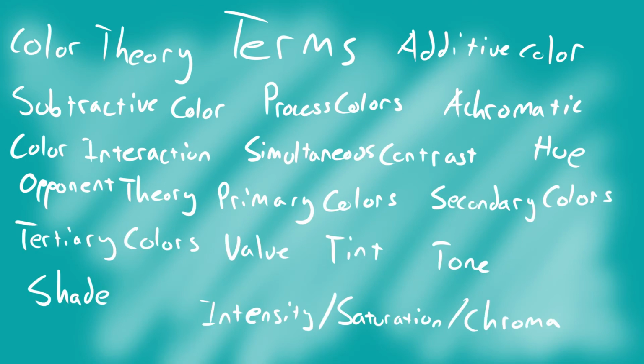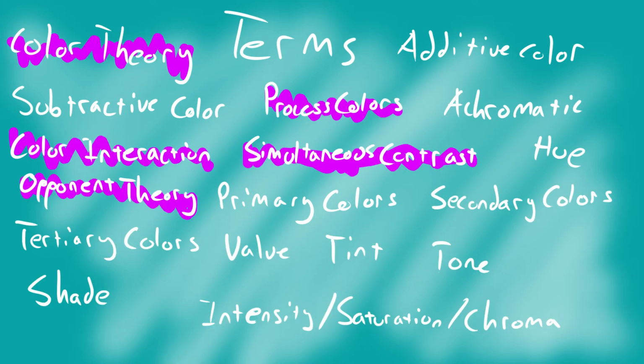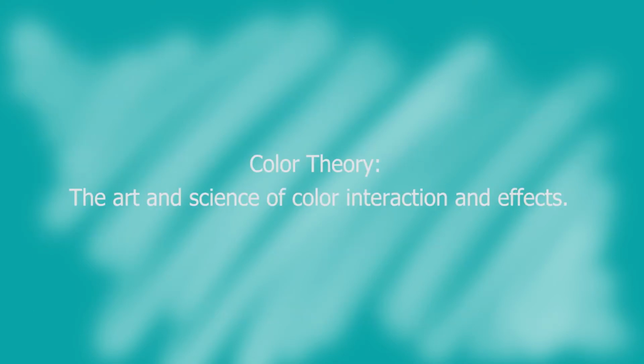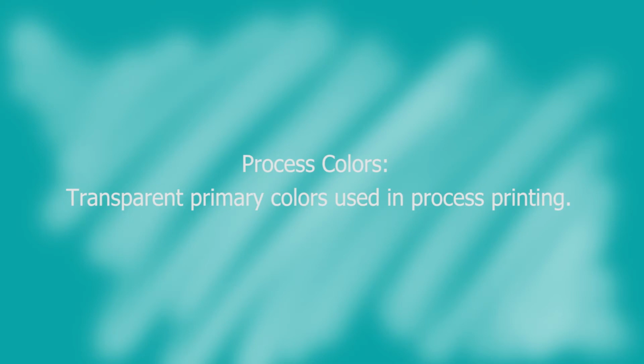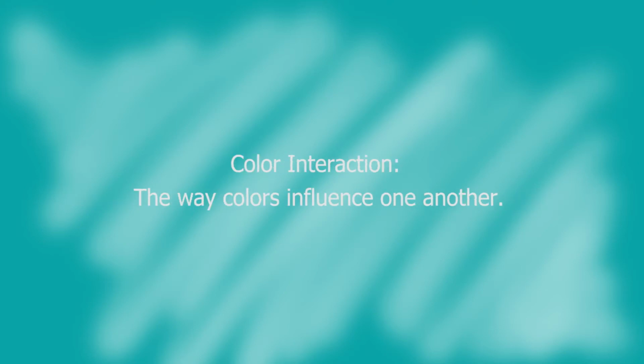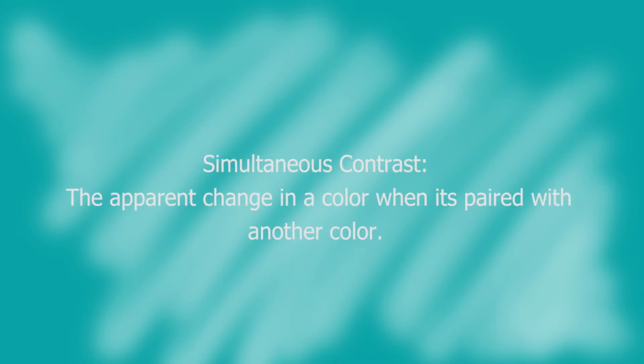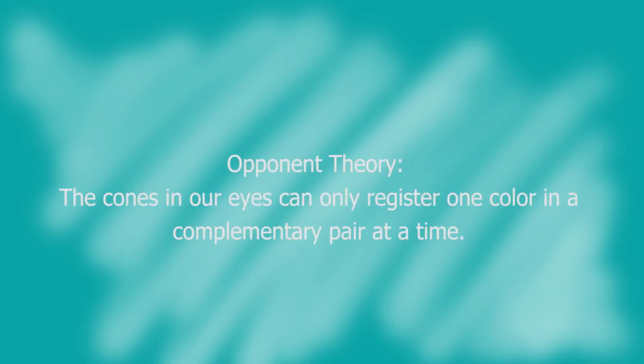So we have 5 terms again to define, starting with color theory, the art and science of color interaction and effects. Process colors, transparent primary colors used in process printing. Nailed it. Color interaction, the way colors influence one another. Simultaneous contrast, the apparent change in a color when it's paired with another color. And opponent theory, the cones in our eyes can only register one color in a complementary pair at a time.